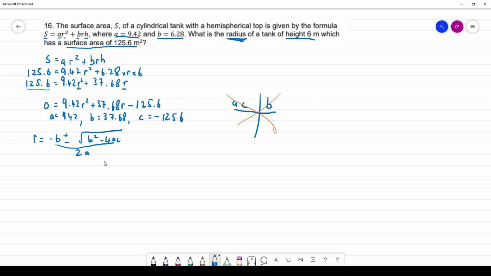Now, I'm going to let you guys work this out, but I will give you a hint for later. One of your R values will probably end up being negative. Can we have a negative radius? I'll leave that up to you guys to decide. Anyway, you've just got to sub in your A, B, and C values and solve.